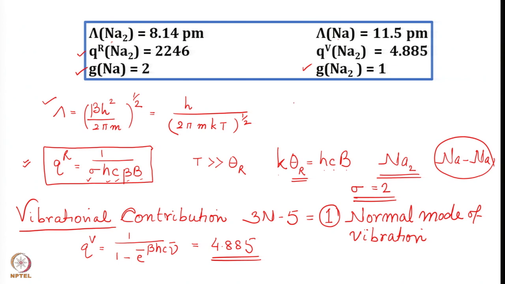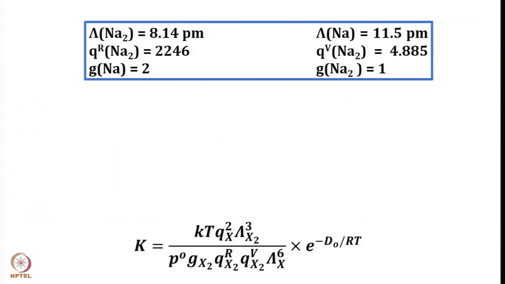QT can be calculated from V m naught by lambda cube. But in fact, you don't need to calculate it, because the expression that we are going to use is K equal to KT by P naught, times g_X2 lambda_X cube squared, by g_X2 q_R,X2 q_V,X2 lambda 6.